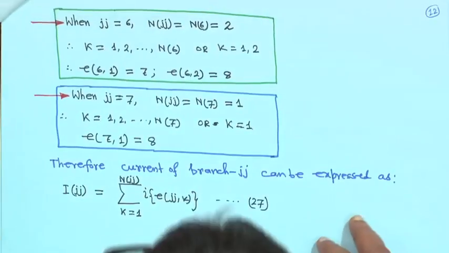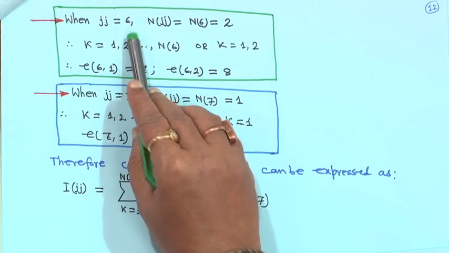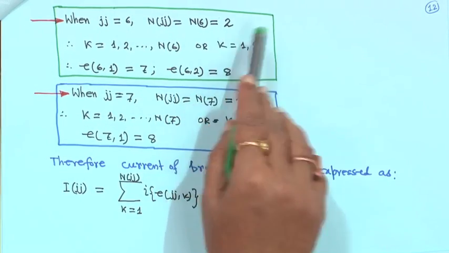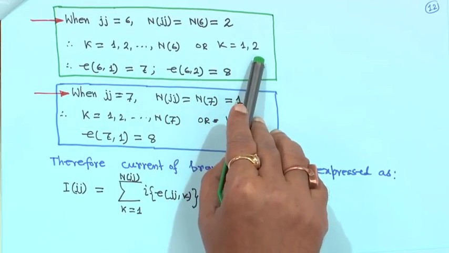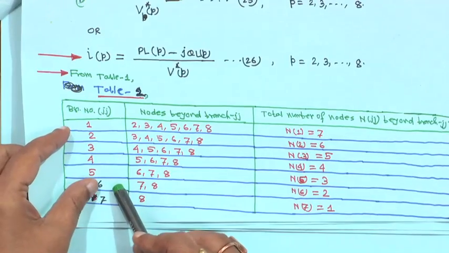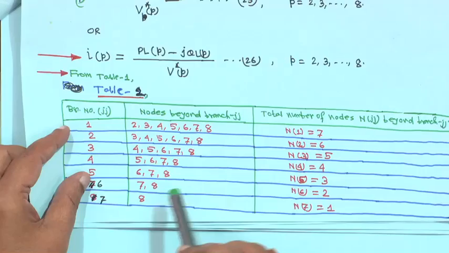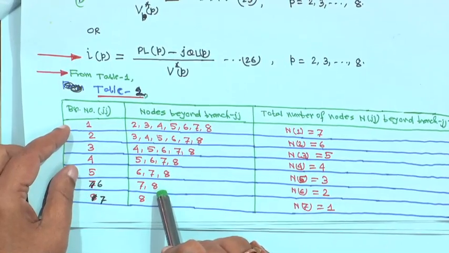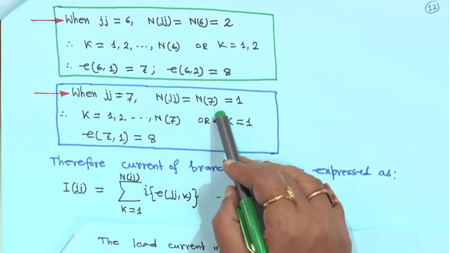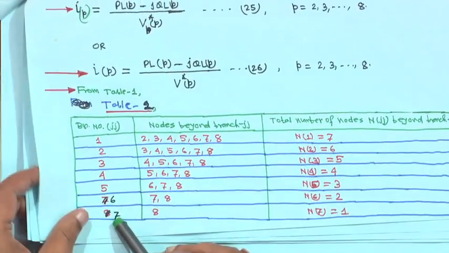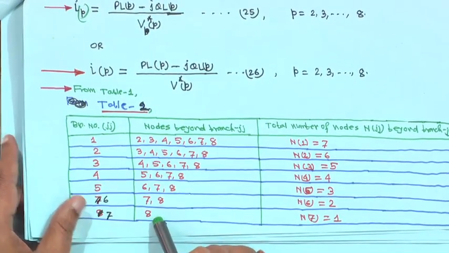Similarly, I have made everything for you such that there would not be any confusion. When jj is equal to 6, n6 is equal to 2, that means k is equal to 1 to n6, or k is just 1 to 2. So when jj is equal to 6, n6 is equal to 2, and 2 elements: E61 is equal to 7, and E62 is equal to 8, right. And last one, when jj is equal to 7, n7 is equal to 1, and only one node. So E71 is equal to 8, right.